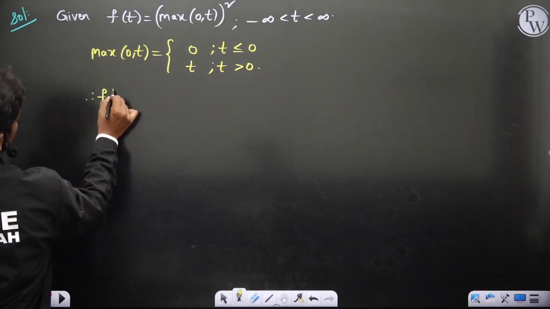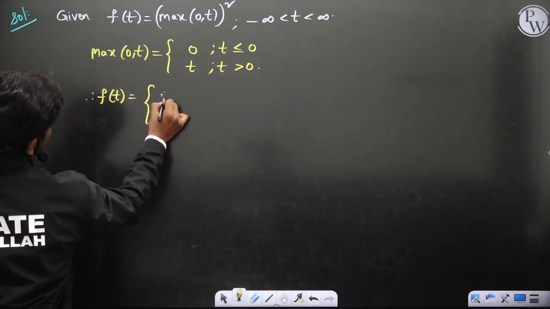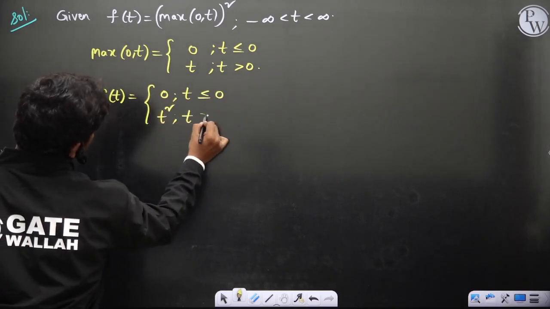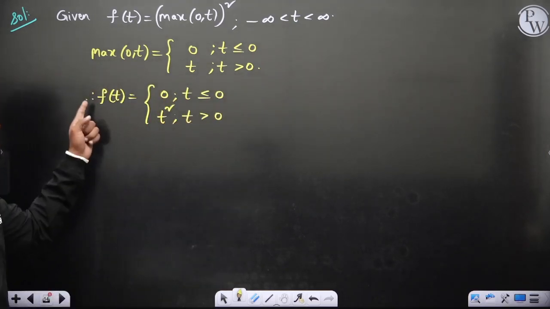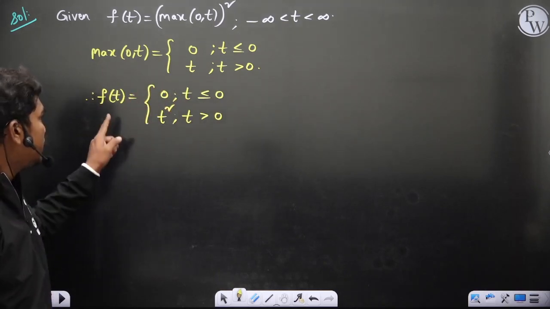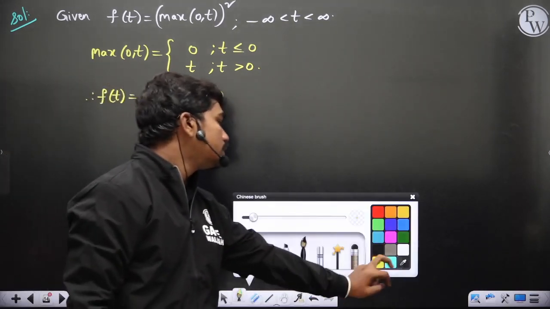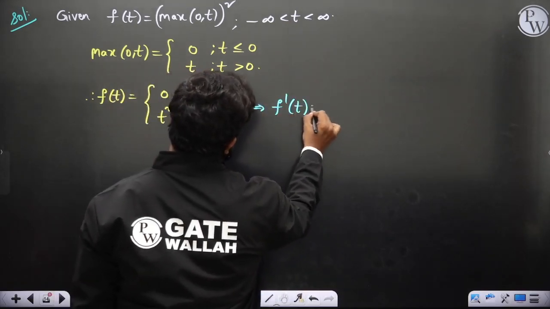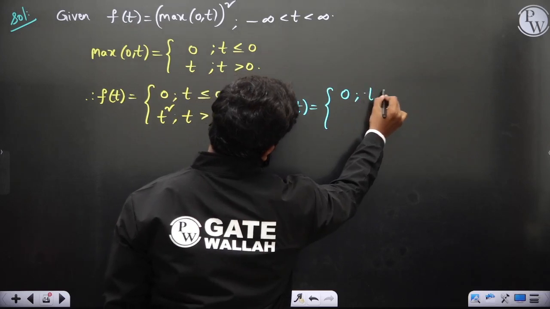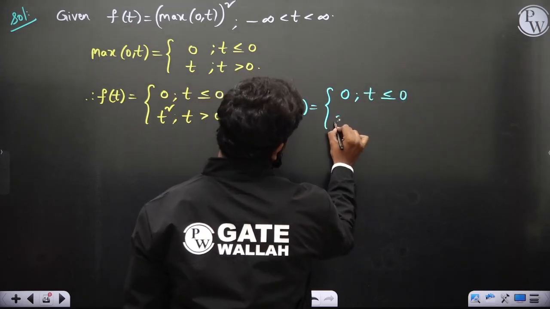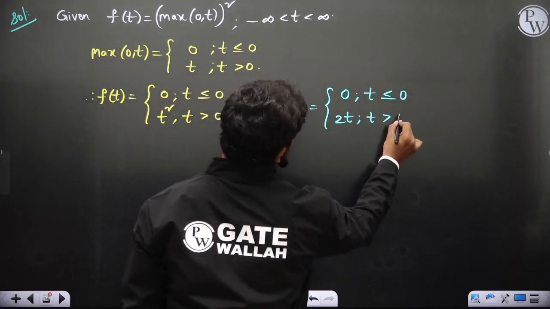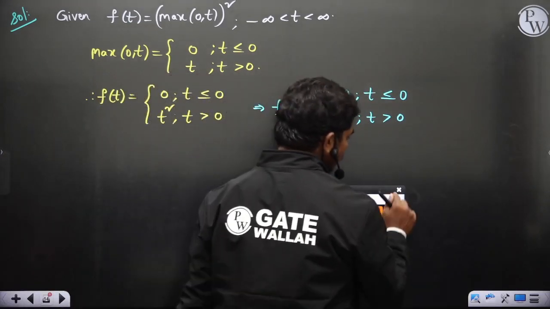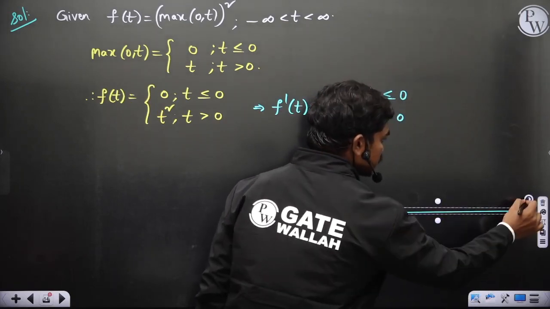Therefore, f of t can be written as 0 for t less than or equal to 0, and t square if t is greater than 0. This ultimately tells you f dash of t is 0 if t is less than or equal to 0, and 2t if t is greater than 0. If you plot the graph, it comes like something like this.